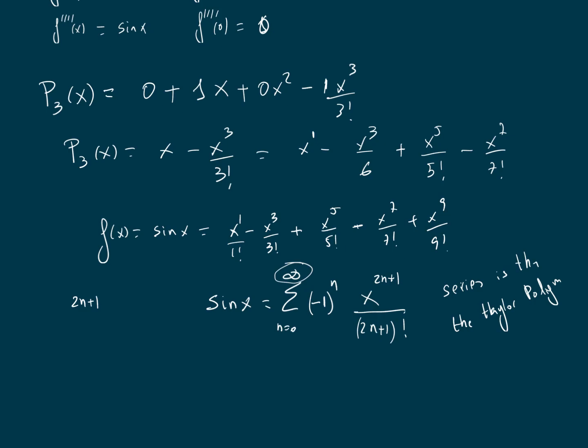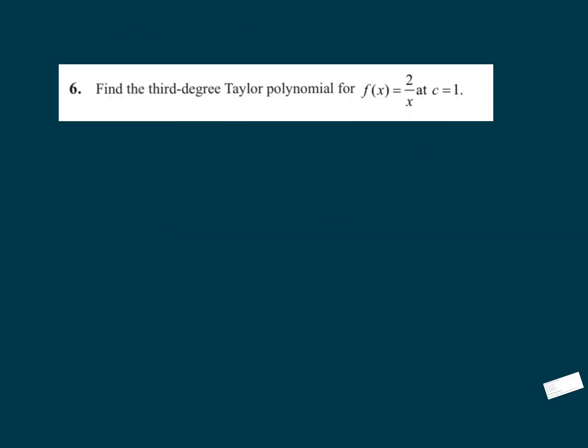Okay, let's go to the next problem. So this problem says find the third degree Taylor polynomial of f of x equals 2 divided by x. You need to stop at the third degree. F of x is the function 2 divided by x, or the function 2x to the minus 1. And the Taylor polynomial that they are asking me is centered at c equals 1.